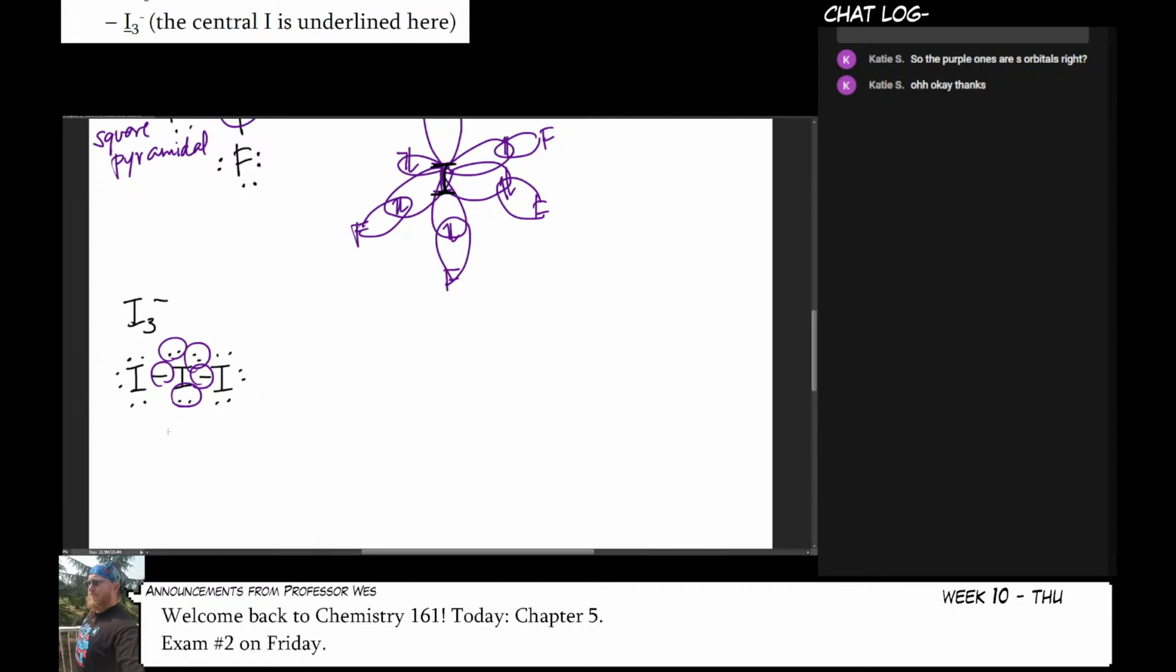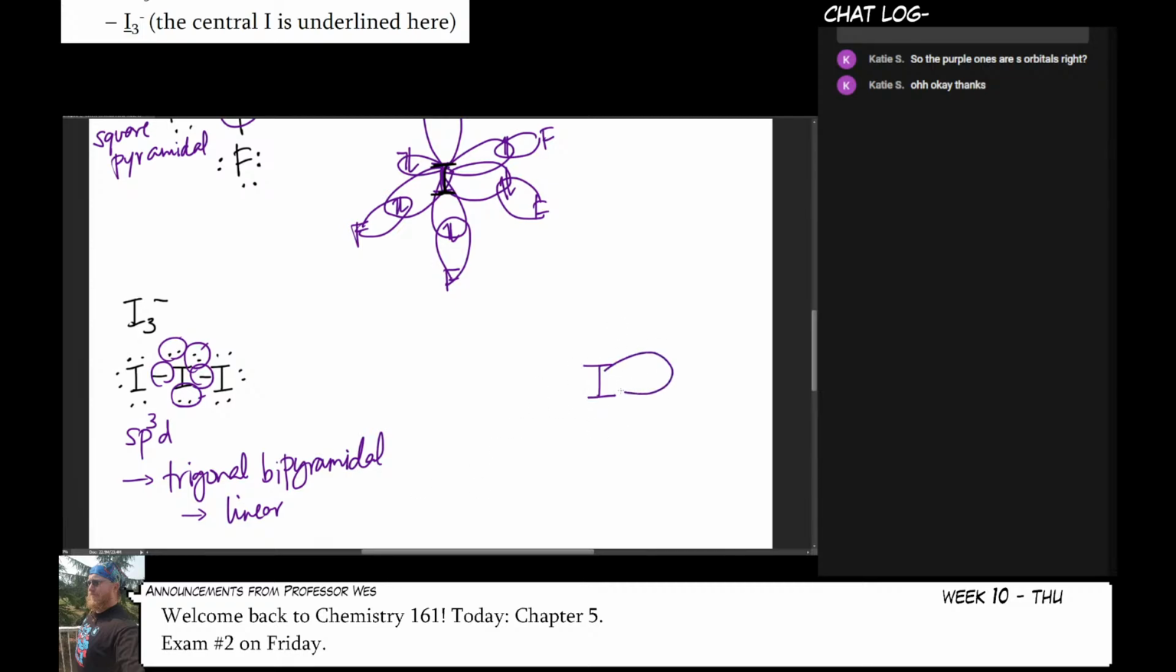So 5 electron domains around the central atom means that the central iodine is sp3d hybridized, which makes it trigonal bipyramidal. And then 3 of those are electron pairs. So its molecular shape is actually linear. And we can see that if we do this.